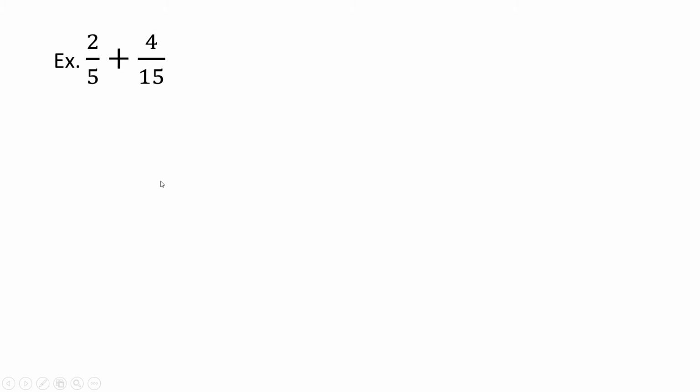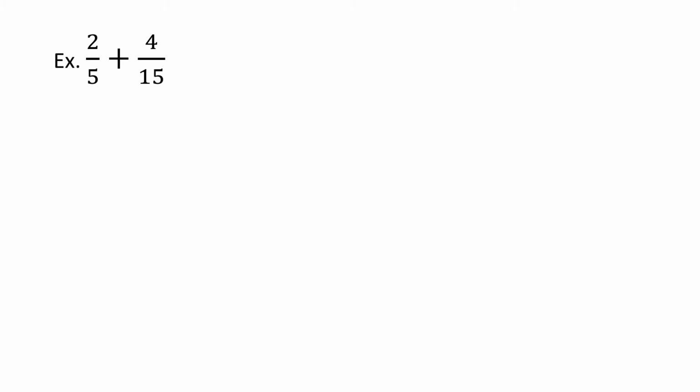Well, first of all, the key part is that the denominators are not the same. One is 5 and the other is 15. The other part is your denominator does not change. So you cannot add them or subtract them. Your denominator does not change when you're adding and subtracting.